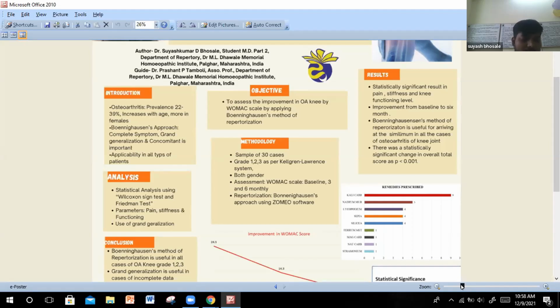WOMAC scale-based assessment of improvement has proved that the approach of the Boeing-Hassan method of repertory is useful in the management of OA. And in this study, it was found that the mineral group, especially Calcarea carbonica and Natrum muriaticum, was the most prescribed remedies.